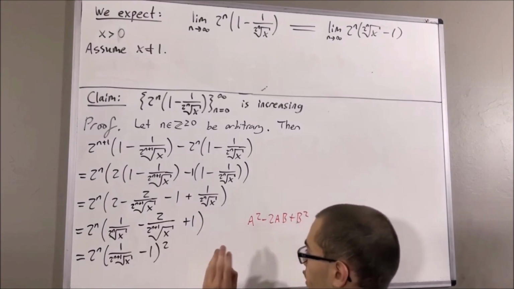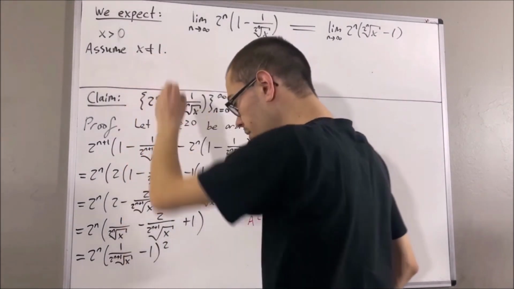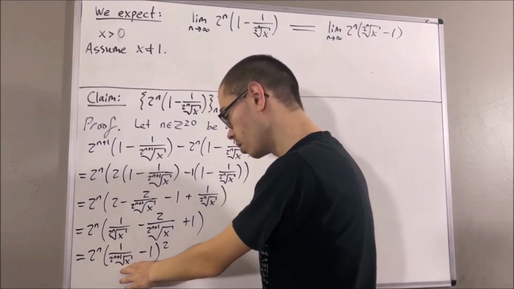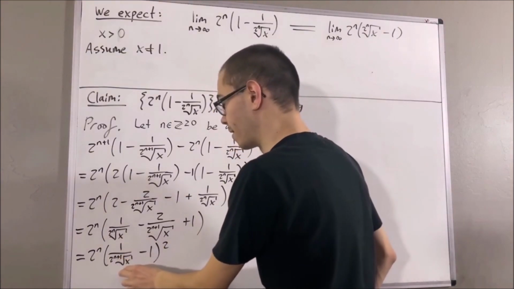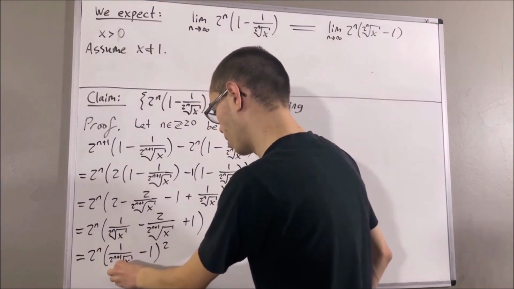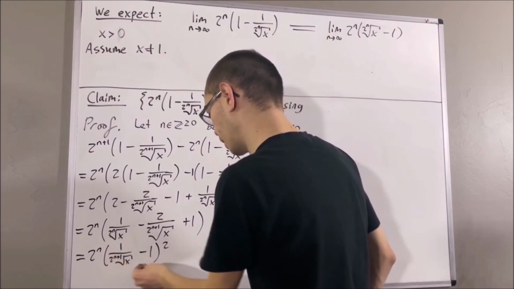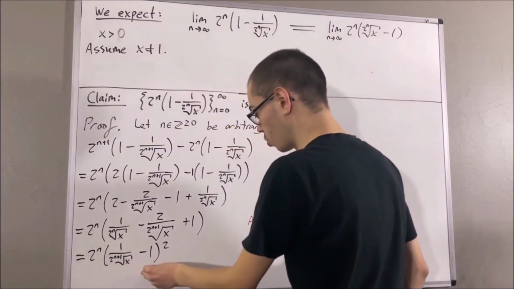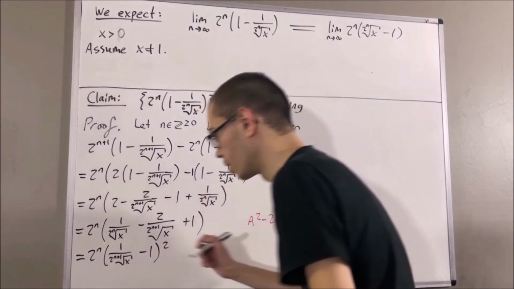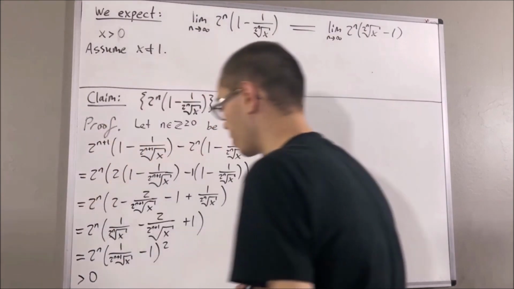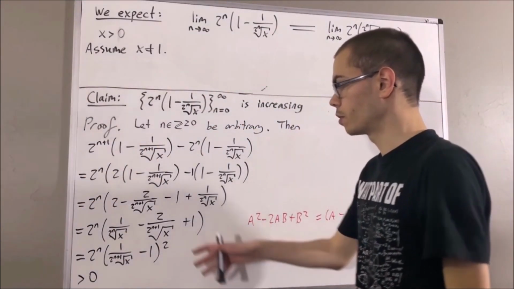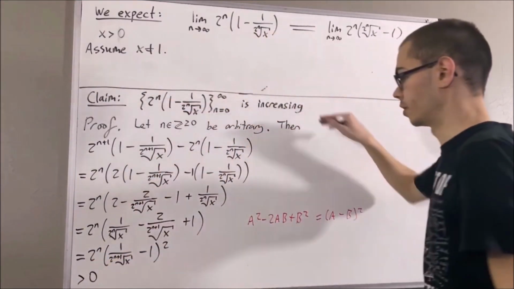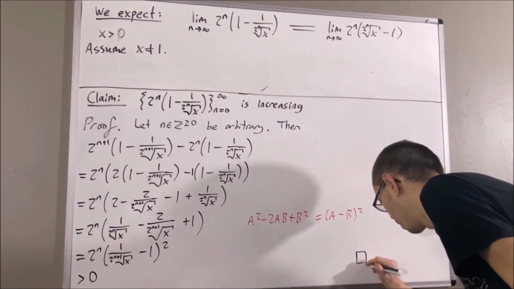And now, since x is not equal to 1, we know that the 2 to the n plus 1th root of x is not equal to 1. So certainly 1 divided by that is not equal to 1. So we have a number not equal to 1 minus 1. So the guy inside the parentheses is non-zero. And we know a non-zero number squared is bigger than 0. So this quantity must be bigger than 0. And so we have shown that the n plus 1 term minus the nth term is bigger than 0. So that tells us that this sequence is an increasing sequence. So our claim is proven.